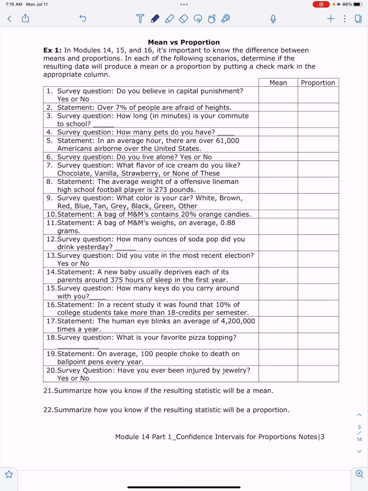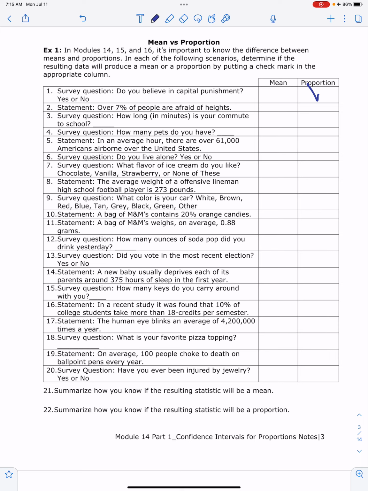Okay. So number 1, we have a survey question. Do you believe in capital punishment? Yes or no? We are definitely going to have a proportion there. We're going to take a look at the proportion of our sample that said yes or said no. A mean would not really make any sense.